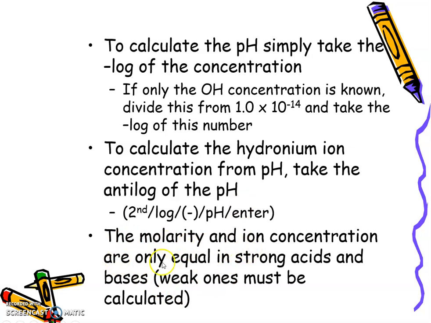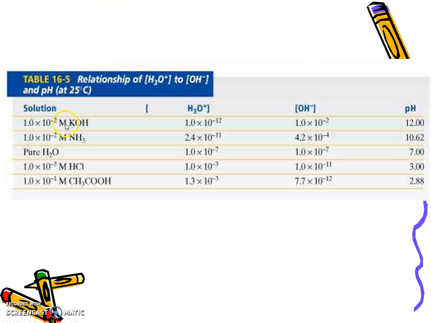The molarity and ion concentration are only equal in strong acids and bases. So when I did things like we just did a moment ago, where I would say to you KOH, this is the concentration of KOH, and this is the OH concentration, that only applies in strong acids and strong bases, because they completely dissociate. Weak acids and weak bases, you'll notice that is not the case. So I have 1 times 10 to the minus 2 molar NH3. Notice that is not my OH concentration. So you can only really do that if you have strong acids or strong bases.